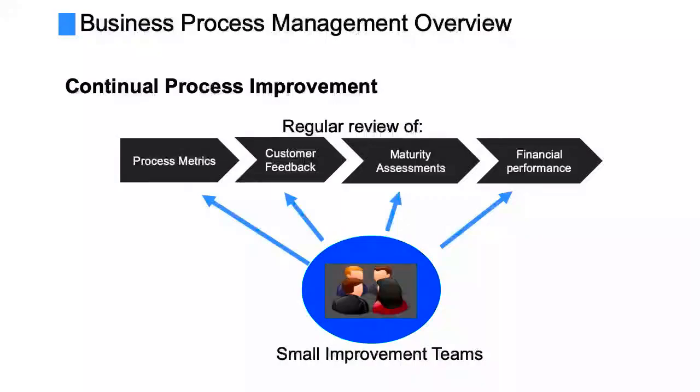Continual process improvement, referred to a lot as CPI, is critical. It's just the ongoing cycle of always reviewing your process performance metrics. What are your customers telling you feedback-wise? You could do maturity assessments, which are pre-developed checklists, questions that you can self-administer that will give you a score at the end to say, on a 5-point scale, my process is a 3.5 in maturity. Maybe I want to get to a 4 in a year, and here's how I get there.